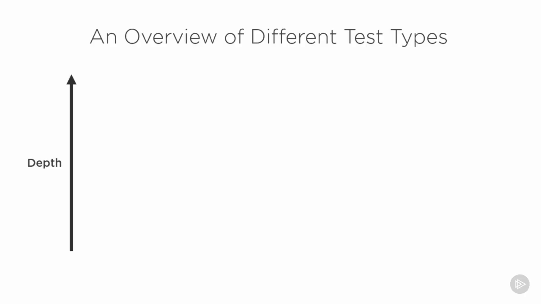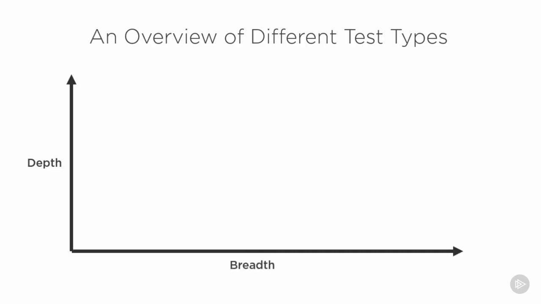So this is how detailed the test can potentially get, so getting into all of the nitty-gritty details of the thing we're testing. On the x-axis here, we're going to plot test breadth. This represents how broad the test is, or how many different subsystems of the application we're developing the test can potentially cover. So let's start off here with unit tests.